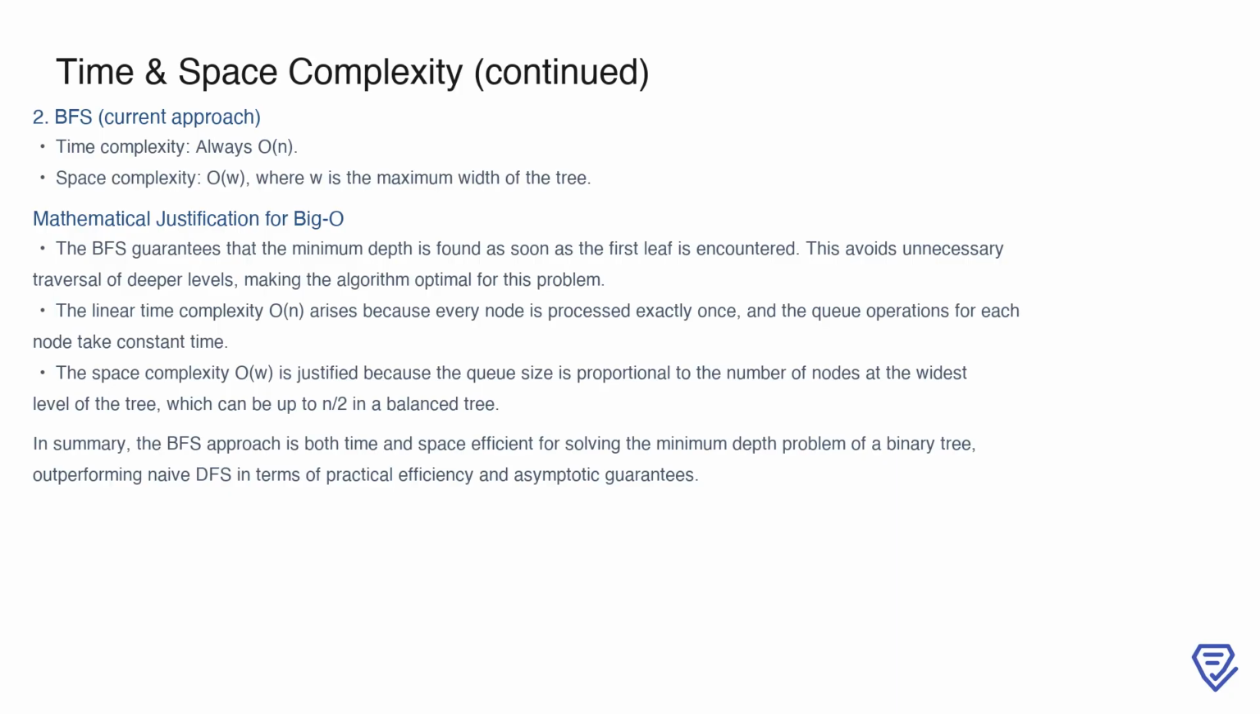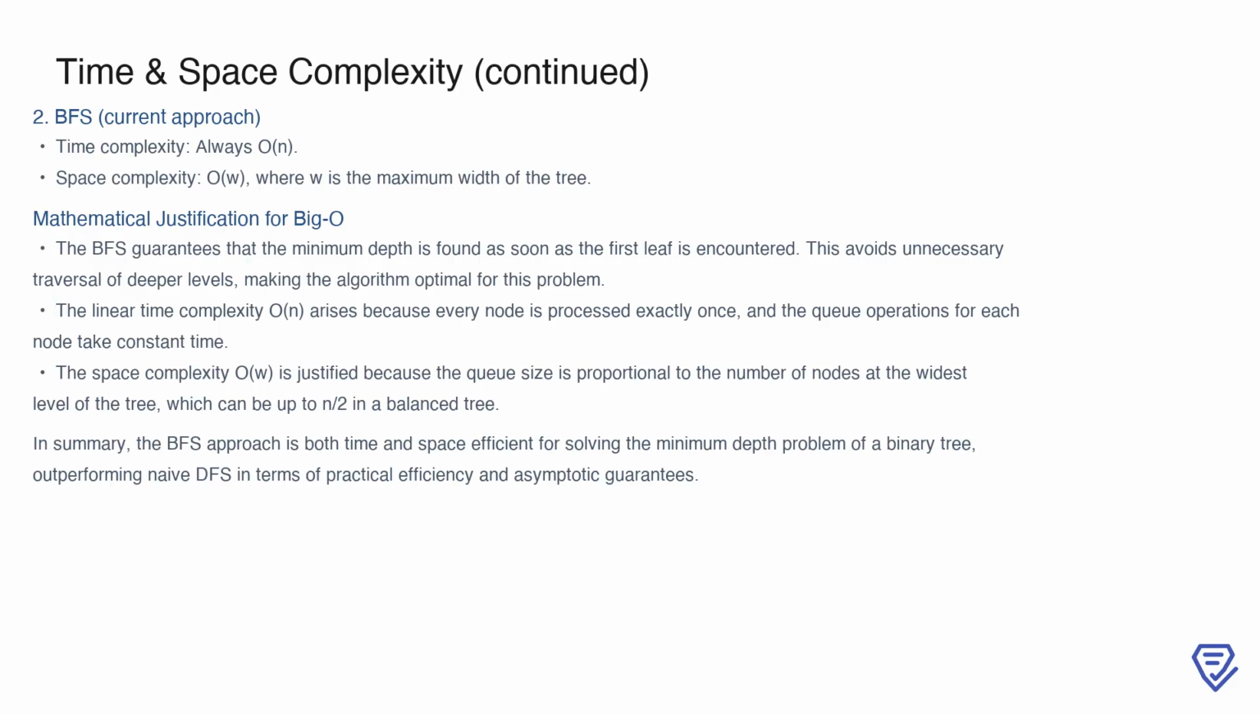The space complexity is O(W), where W is the maximum width of the tree, as the queue size is proportional to the number of nodes at the widest level. In the case of a balanced tree, this can be up to n/2 nodes. The mathematical justification for these complexities lies in how BFS finds the minimum depth. By stopping as soon as the first leaf node is encountered, the algorithm avoids unnecessary traversal of deeper levels, ensuring optimal performance.